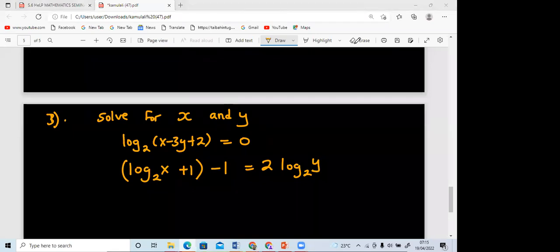Is that thing log of x plus 1 base 2? Yes. The base is 2, then that one is x plus 1. Okay. So this is one thing. This x plus 1 is one thing.